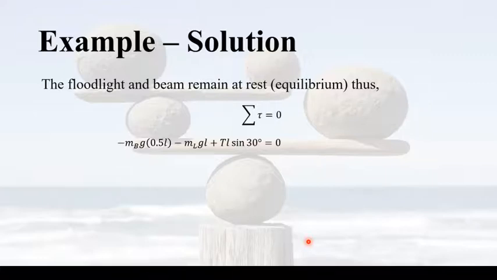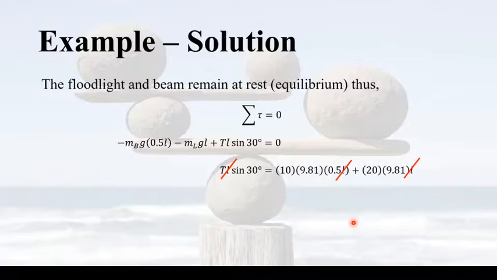Negative MVG times 0.5 L, minus MLG times L, plus TL sine 30 degrees. Rearrange the equation. We keep T on the left hand side because that is the quantity that we want to calculate. The rest you just substitute the value: you have the angle, you have 10, 9.81, 20, 9.81. For L, whether you substitute the value or not is up to you, because you can cancel out everything actually. You don't even have to calculate it. So cancel all of the L, and then you have T sine 30 degrees equals 10 times 9.81 plus 20 times 9.81. Rearrange the equation, and you will get T equals 490 Newton. So that is the answer for question 1.